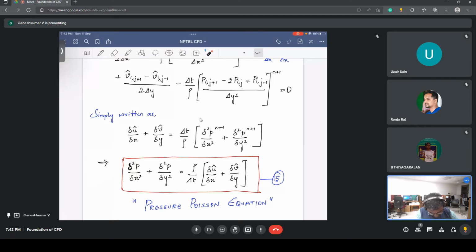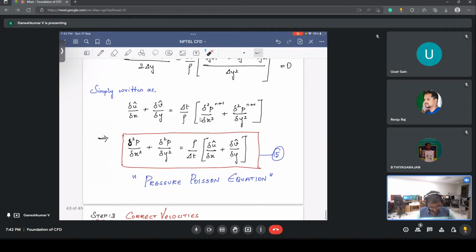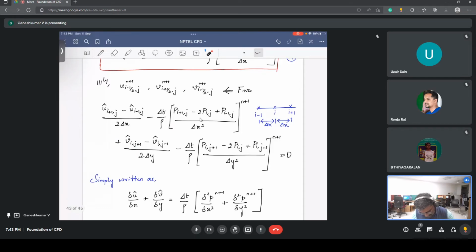So that's why this is called the pressure Poisson equation, because this is actually del square p equal to some function. So this is actually a kind of Poisson equation. If it is equal to 0, it's going to be the Laplace equation, right? So since it's a pressure, it's called the pressure Poisson equation. This is a famous equation which they use to ensure the continuity, the conservation of mass of your velocity. Okay, so now let's again look at this equation carefully.